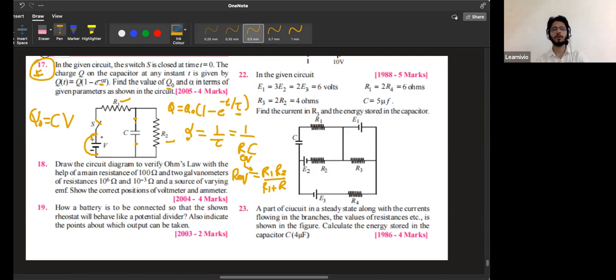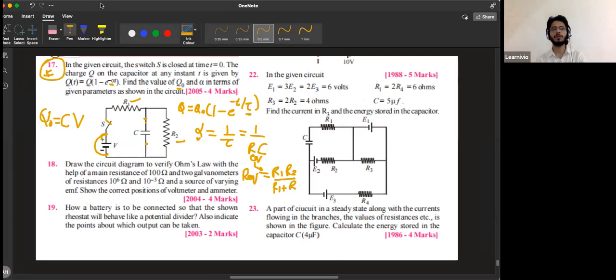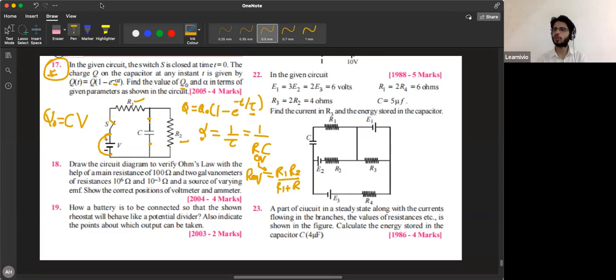We'll do one last question based on this RC circuit. On Wednesday, we will discuss potentiometer, and this current electricity will also be over. Then we'll start with the magnetic side. So in current electricity, it's only RC circuit and potentiometer which are there in the JEE syllabus, but not in NCERT.